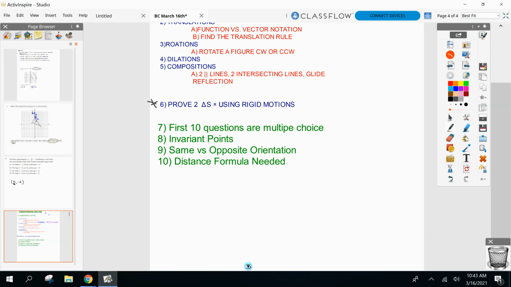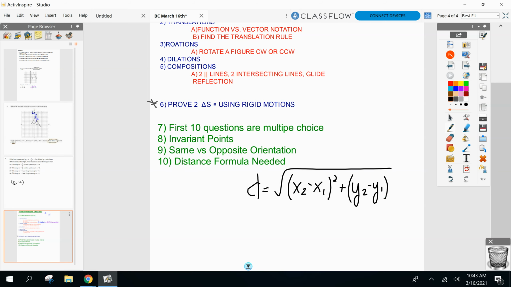And then just a little heads up, you are going to need the distance formula tomorrow. What is the distance formula again? Yep. You got your square root. Underneath the square root, you subtract your x's. The order doesn't matter. Add that to subtracting your y's. Order doesn't matter. And then just make sure we square it. Last thing you should be doing is taking the square root.